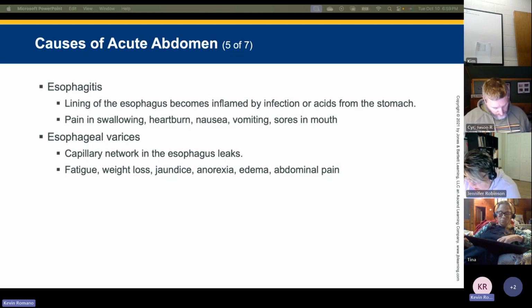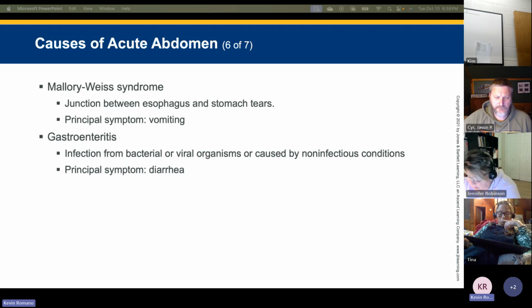Rupture of varices is far more sudden. The signs and symptoms are sudden onset of discomfort in the esophageal, epigastric, or sternal region, difficulty swallowing, vomiting, or bright red blood. Remember, that's your vessels rupturing. Hypotension and signs of shock occur because of so much blood loss. Mallory-Weiss syndrome is a tear at the junction between the esophagus and the stomach. Common causes are violent coughing or vomiting. Signs and symptoms are signs of shock, upper abdominal pain, hematemesis, and melena.